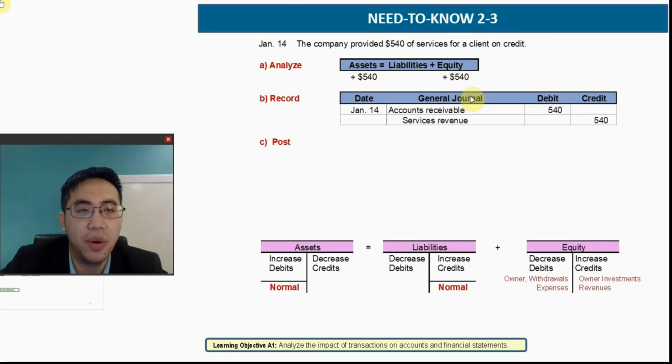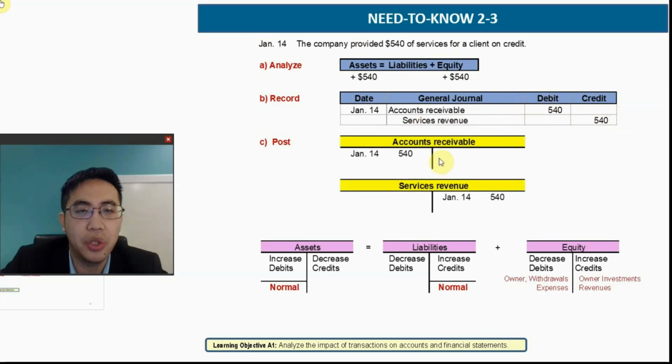On the record, the journal entry here is that accounts receivable has a debit because it increased, and service revenue has a credit because that's a part of equity, and it also increased. In the general ledger, you will see the two accounts get affected. One is accounts receivable and the other is service revenue. The places for the numbers are the same as they are in the journal entry.